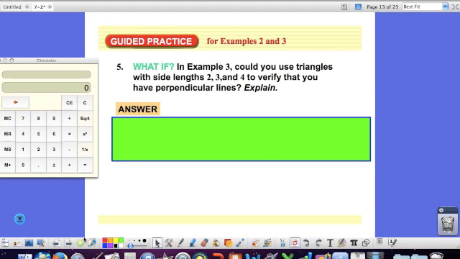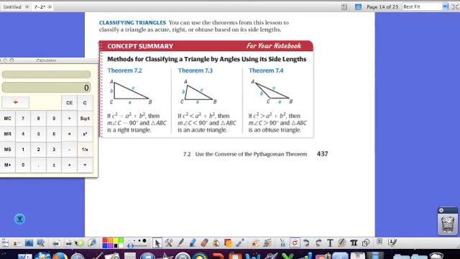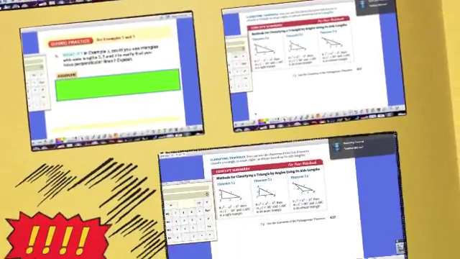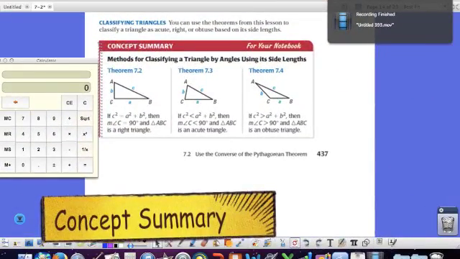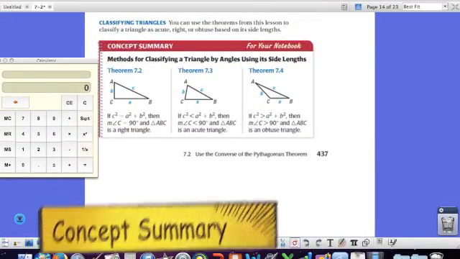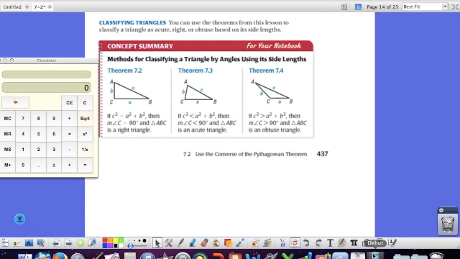What if, in example 3, you could use triangles with side lengths 2, 3, and 4? If you need to, here's a good concept summary chart that you can go back through and take notes and use to keep Theorem 7.2, 7.3, and 7.4 straight in your mind.